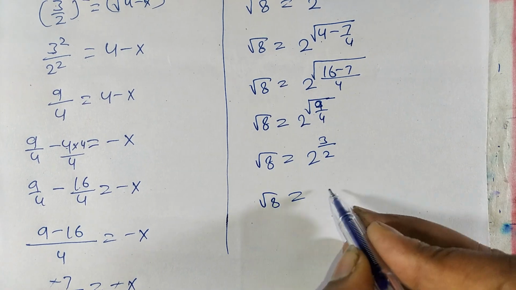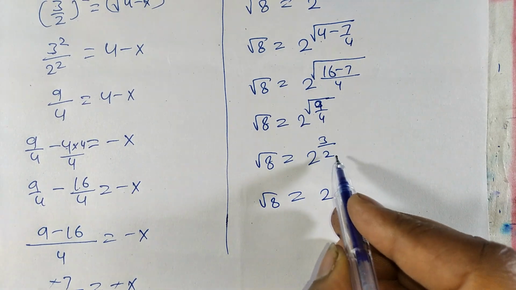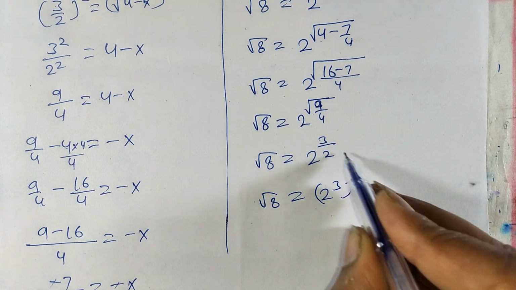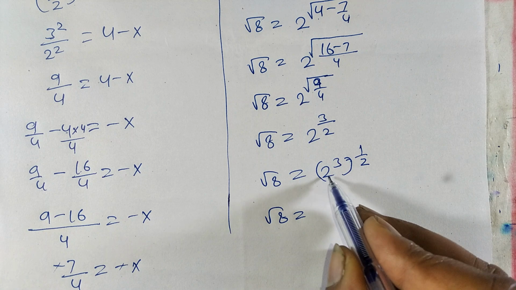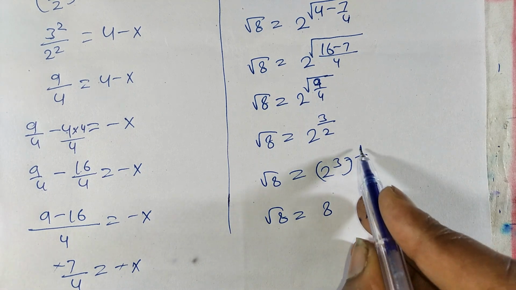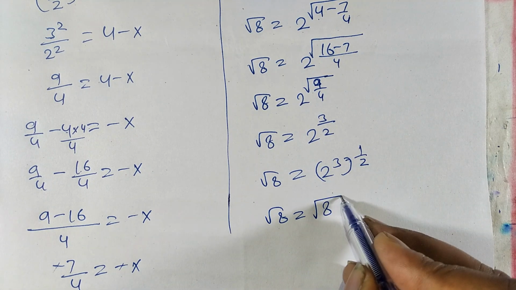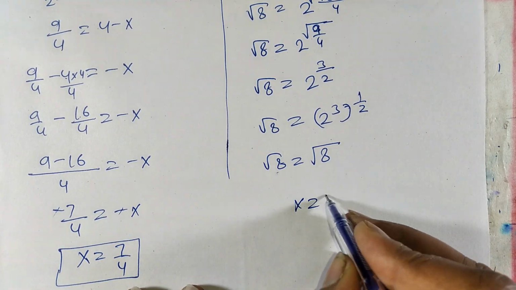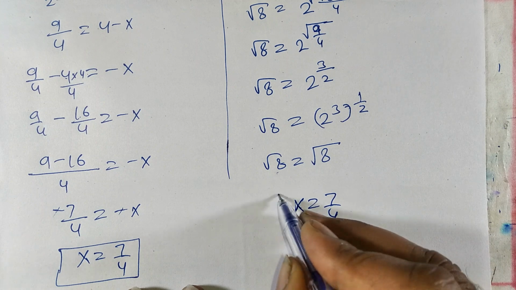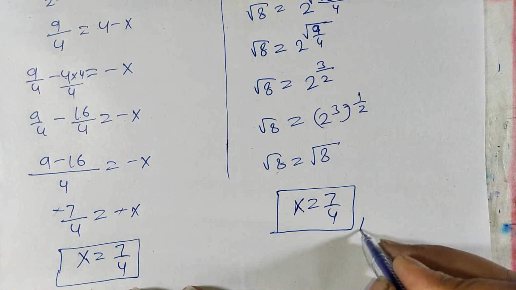Square root of 8 is equal to 2 to the power, we can write like this manner, 2 cube whole raised to the power 1 by 2. Square root of 8 is equal to 2 cube, that is 8, and this 1 by 2 power is square root. Left and right side equal, then x is equal to 7 by 4 is the correct answer of that question.